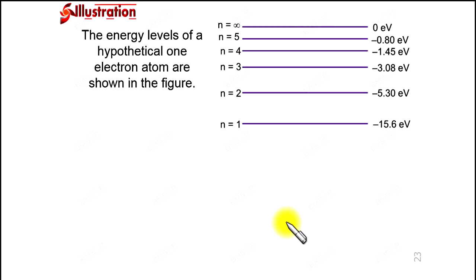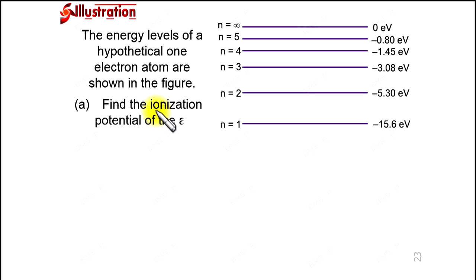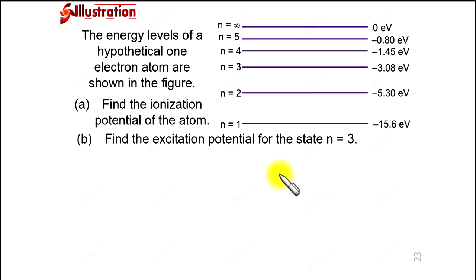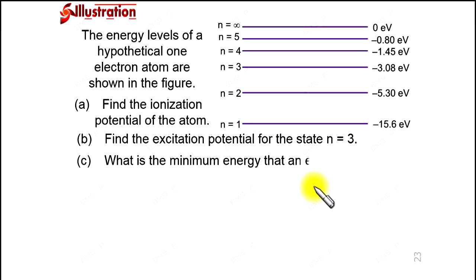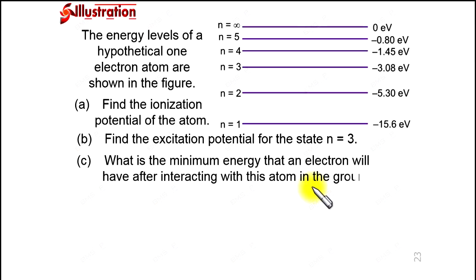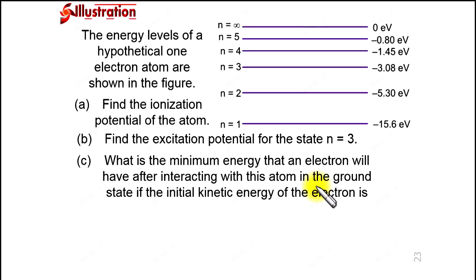in the first part of the question, it is asked to find the ionization potential of the atom, and in the second part, find the excitation potential for state n equal to 3, and in the third part, what is the minimum energy the electron will have after interacting with the atom in the ground state if the initial kinetic energy of the electron is, in the first case, 6 electron volt and in the second, 11 electron volt. Let us move to the first part of the question, that is, find the ionization potential of the atom.